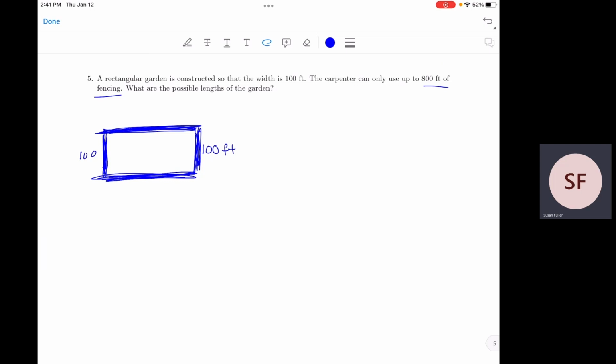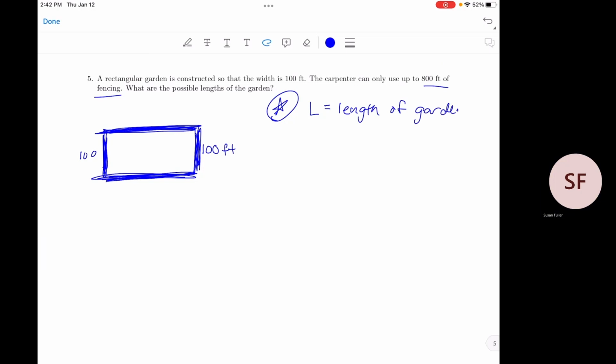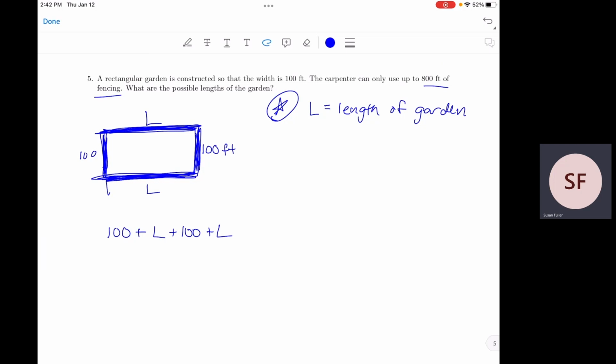And that is my variable. So I'm going to go ahead and label my variable here. I'll use L this time. So L is going to be the length of the garden. So this side is L and this side is L. The carpenter can only use up to 800 feet of fencing. They only have 800 feet to work with. So the amount of fencing is going to be all four sides together. So that means 100 plus L plus 100 plus L. That's all of my sides added up.